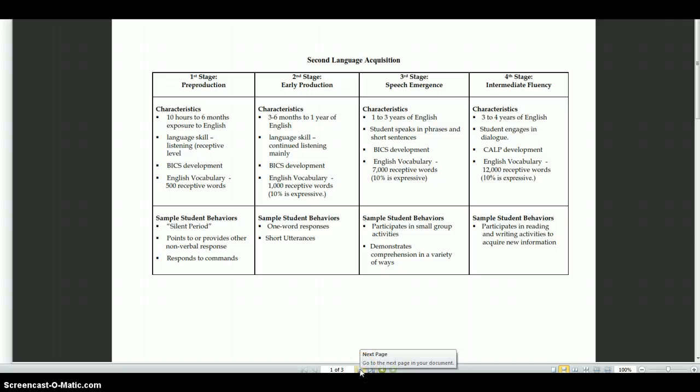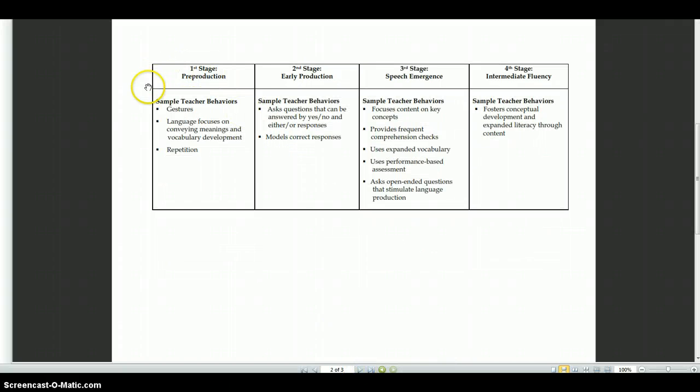On the next page of the chart, you have sample teacher behaviors. So now we're looking at the kinds of things that teachers should be doing working with students at the different stages of language acquisition.